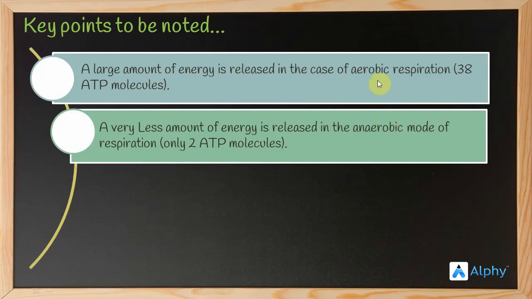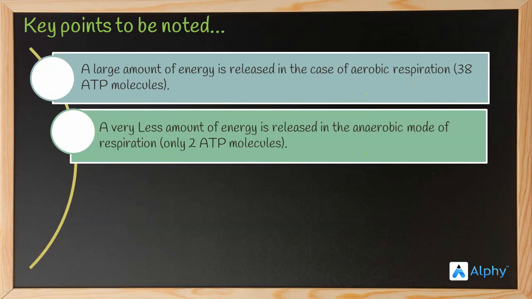See, these both are respiration, so in both types we will get energy. The only difference in terms of energy is that in aerobic mode we'll get more energy, 38 ATP molecules. But in anaerobic mode, since it is happening in absence of oxygen, we will get only 2 ATP molecules. That is, we will get less energy.